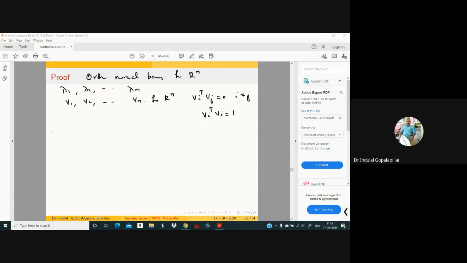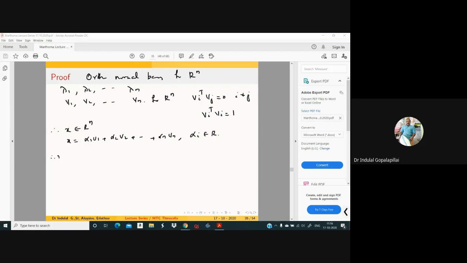Therefore, any x belonging to Rn can be written as x equals alpha 1 v1 plus alpha 2 v2 plus etc. plus alpha n vn, where alpha i belongs to R. So that's a linear combination. That's very elementary linear algebra: any x belonging to Rn can be expressed as a linear combination of the basis elements.